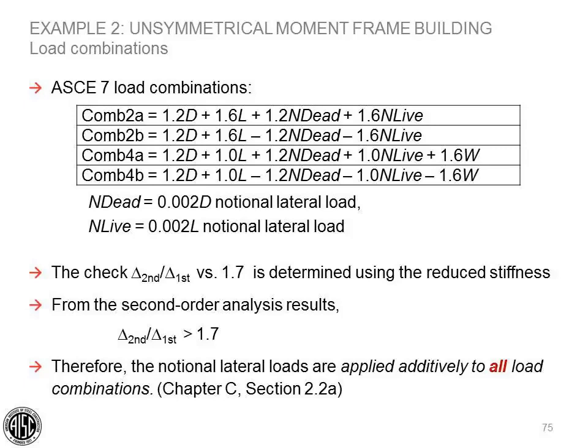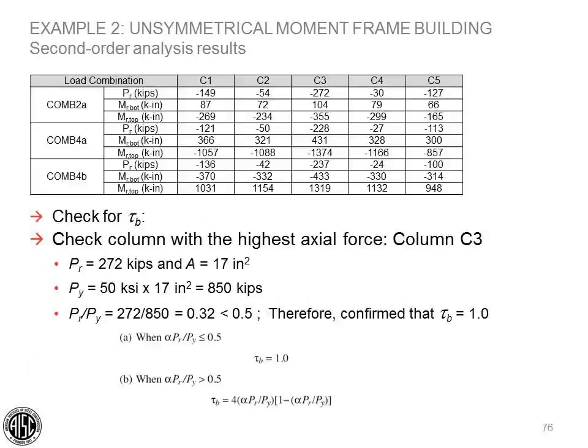We run the second order analysis using the reduced stiffness properties and compare the second order to first order ratio. For this case, the second order effects are greater than 1.7. Therefore, the notional loads are required to be added additively to the lateral loads in all load combinations, not just the gravity load combinations as we had done in the previous example. Here are the results for some of the load combinations from the second order analysis.